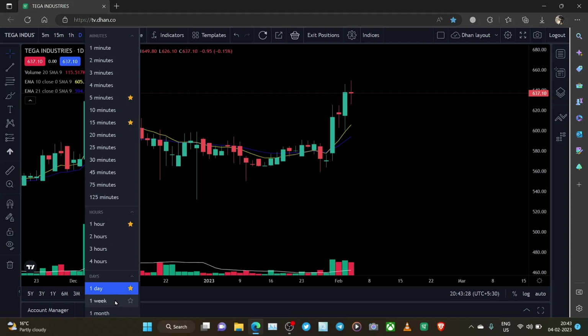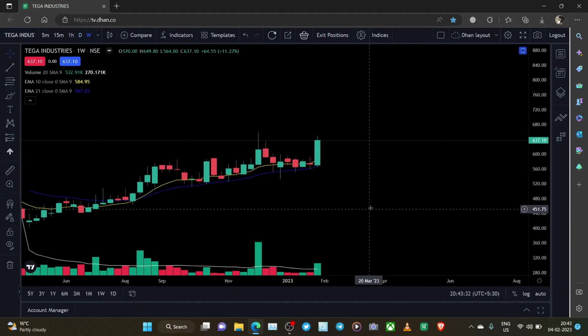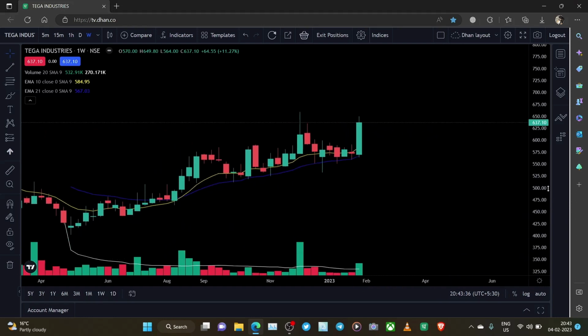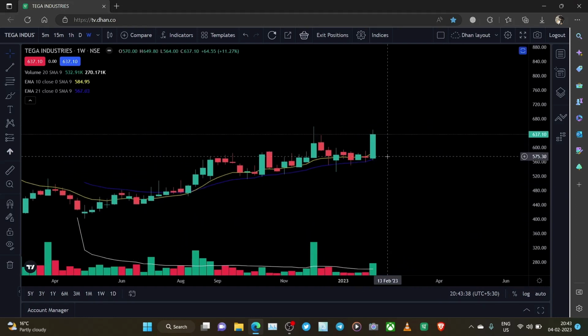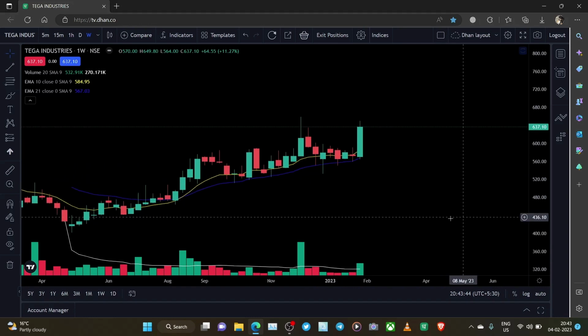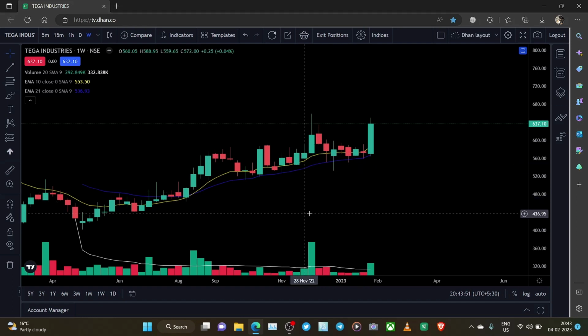Now I went to the weekly frame, and here I can see that it has been contracting very tightly for 3-4 weeks, 5 weeks. You can see that the selling has been negligible. It has been rejected multiple times. You can see the volume in selling: there is no volume or very little volume.